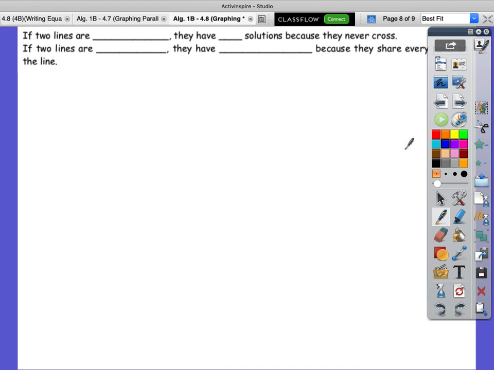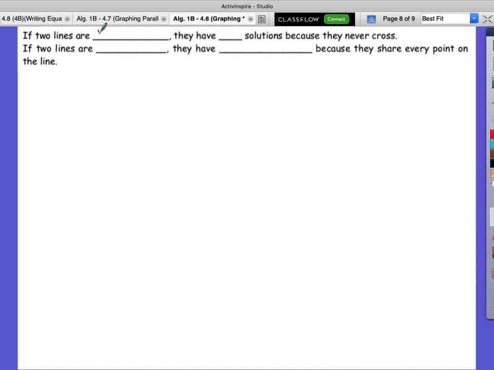So, if 2 lines are parallel, earlier we said there are cases where we have parallel lines, and that's the case when we don't have one specific solution.